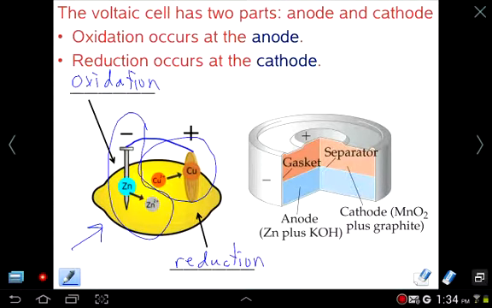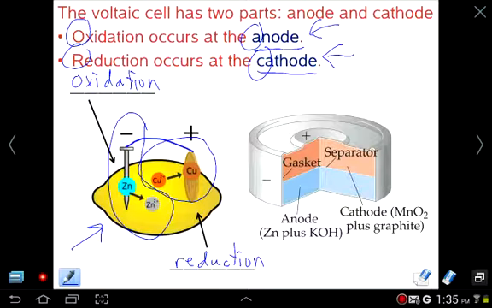So now what we'll do is we're going to define the anode as the place where oxidation occurs and the cathode as the place where reduction occurs. So we will start using these terms, anode and cathode, from now on. Now the way to memorize this is the two vowels O and A go together, oxidation, anode, and the two consonants C and R go together, reduction and cathode.